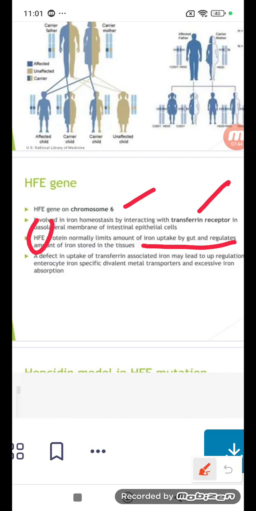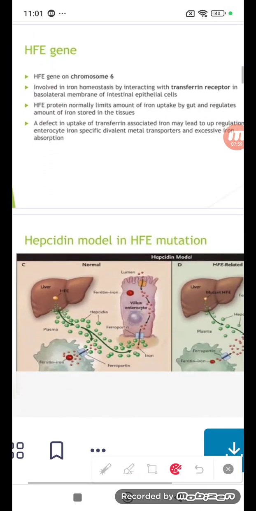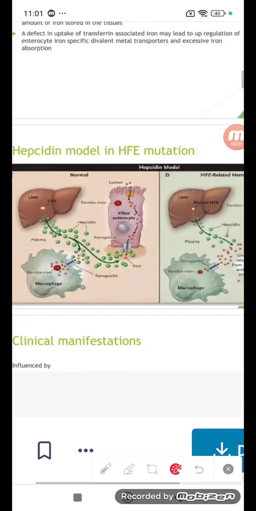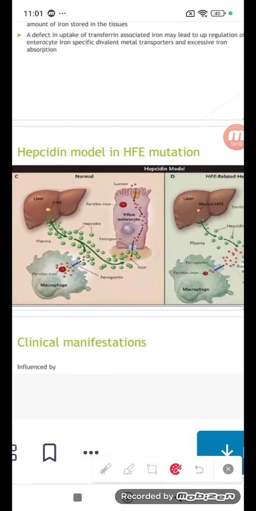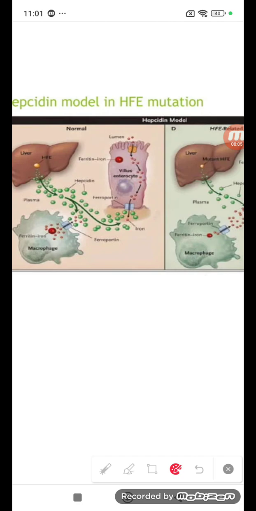When this HFE gene goes into mutation, defects occur. So an excess amount of iron is absorbed from the gut and small intestine and stored in different parts of the body. This is about the HFE gene. In the HFE gene, just observe this structure. So how does the HFE go into mutation?